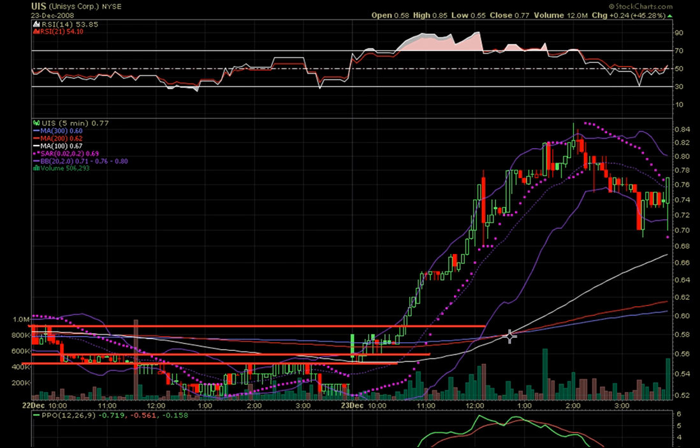Now, when I'm in and I'm pulling back and looking at this 5-minute, remember, I didn't get in until right in here on the break of that resistance. I actually got in at 64, which is a little bit not technically perfect, because I should have waited for it to break resistance, but I felt it was going to.